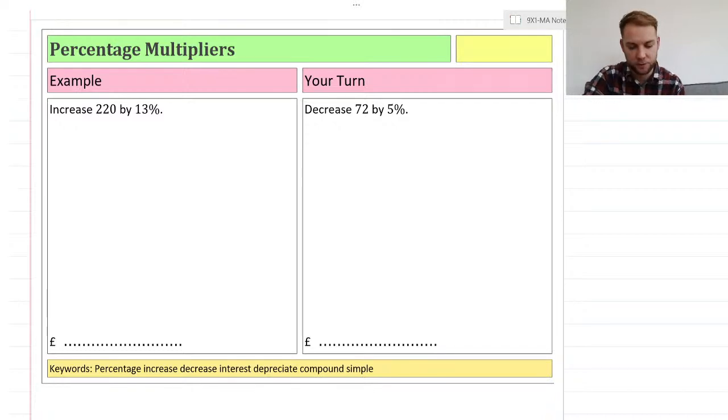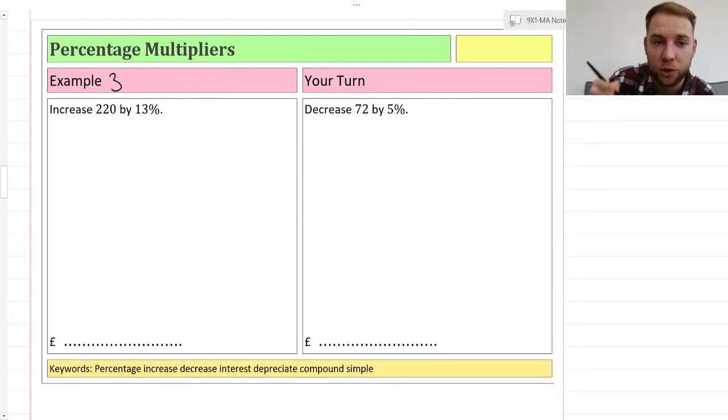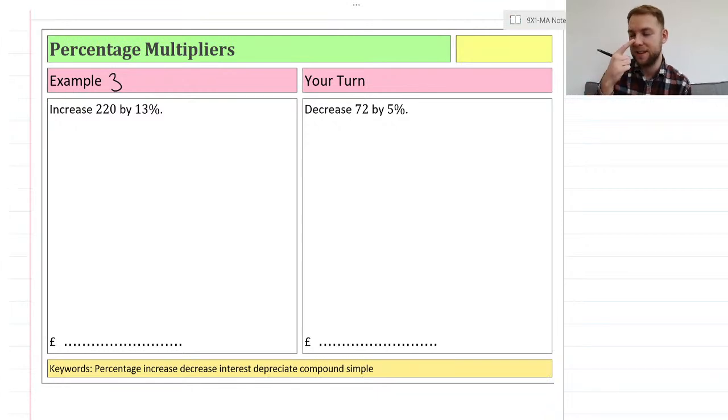This one here now, we'll go to example 3. So this now is actually asking us to increase by 13%. Now, we'd probably use the multiplier method for this one because 13% is quite awkward. We'd have to find 10%, then we'd have to find 1%, then we'd have to times by 3. Whereas if we're doing a multiplier method, it becomes quite quick and easy.